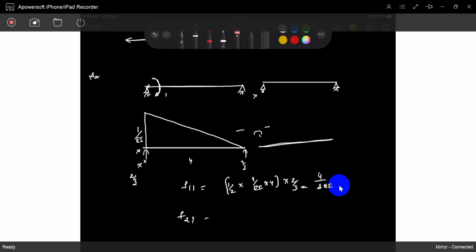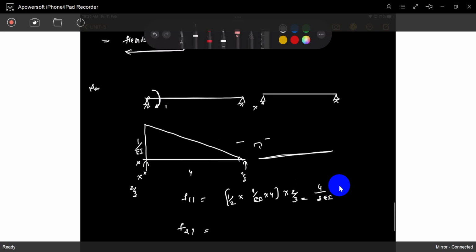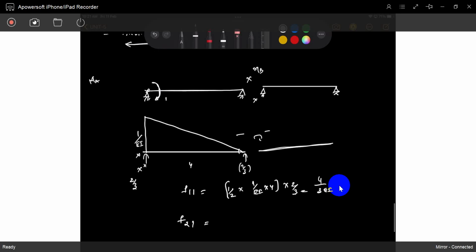F21 is the rotation at the second end. Here you take this as the direction of MB. If you apply a unit force at the first joint, what is the deformation at the first joint? What is the deformation at the second joint? At the second joint, it's 1 by 3 only. There is no transfer here. So same, it's 1 by 3, it's 2 by 3.